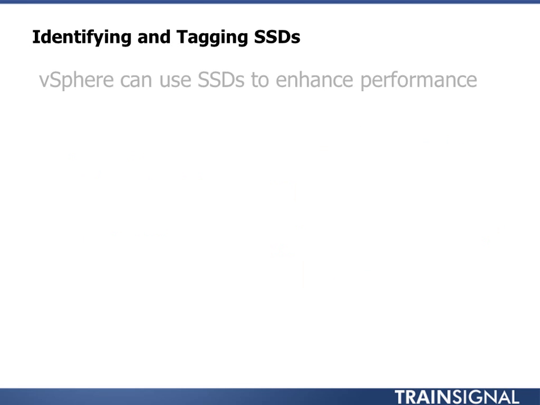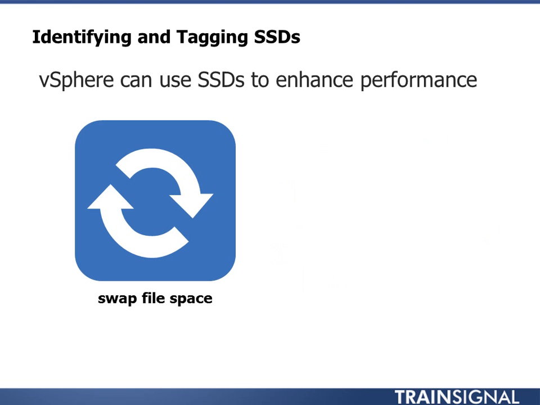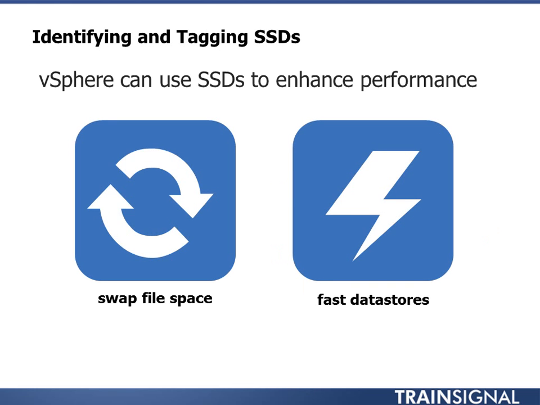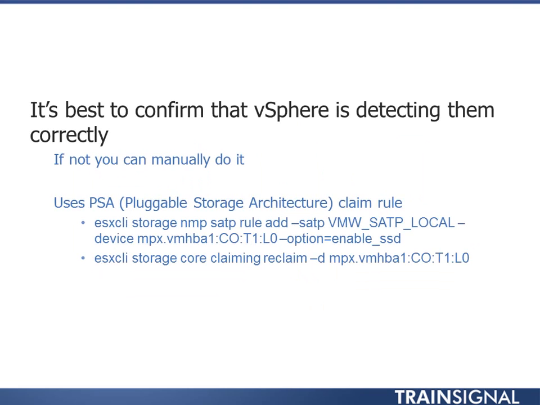So this leads into tagging SSDs. SSDs can be useful to enhance performance. We can put swap file space on them. We can make them fast datastores. We can do different things with SSDs, but the vSphere host needs to know that they are SSDs. It's best to confirm that vSphere is detecting them correctly, and it will show that if you look at the properties of a LUN or a disk device; it'll show as an SSD.